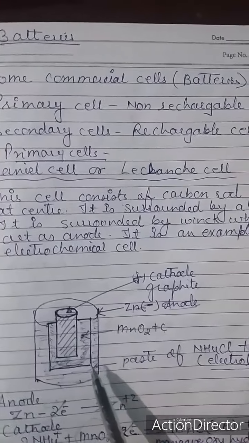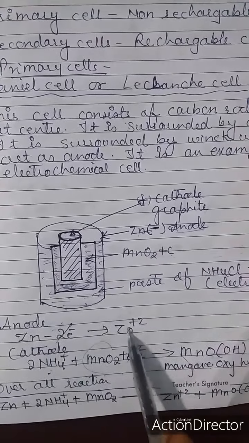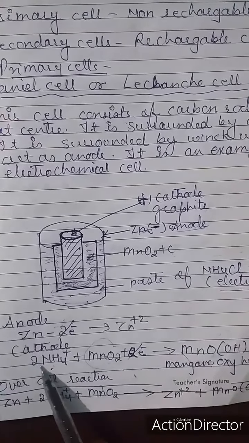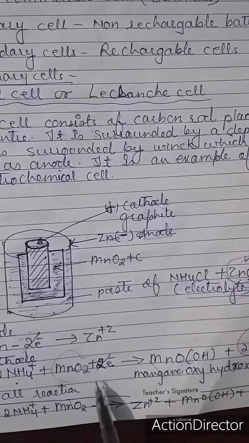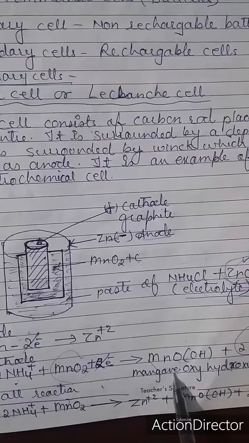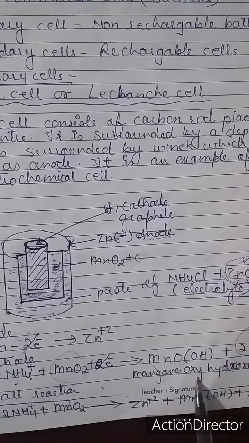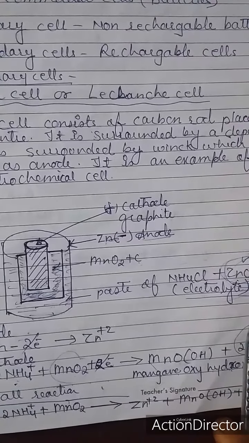Now let us see the reaction which is occurring. At anode there will be oxidation, zinc will get converted into Zn+2. At cathode there will be reduction in which ammonium ions will react with the MnO2 and they will give you a complex, that is manganese oxyhydroxide. During that process ammonia is also released.